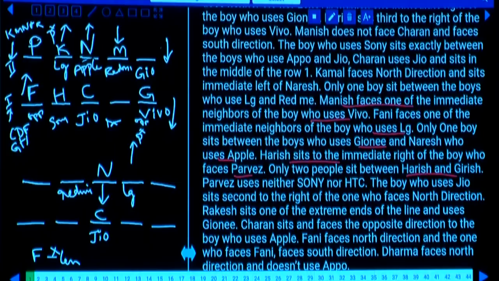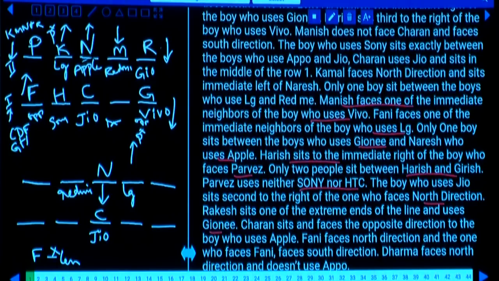If Girish is here, Parvez uses neither Sony nor HTC. And what else is left over here? The boy who uses Geo sits second to the right of the one who faces north. F is facing towards north, second to the right. Rakesh sits at the extreme end of the line and uses Gioni. And this is the order.